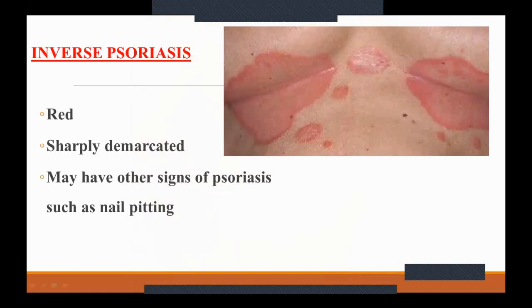And if we scrape this lesion, we see pinpoint bleeding, that is called the Auspitz sign, which is also seen in psoriasis. But these lesions, due to sweating, might become macerated, in contrast to classical cases of psoriasis where the scales are very dry.